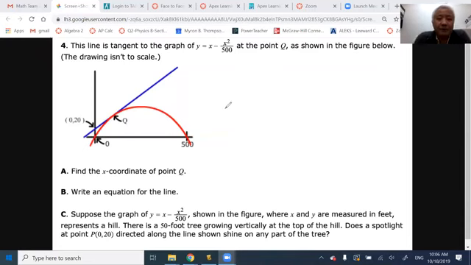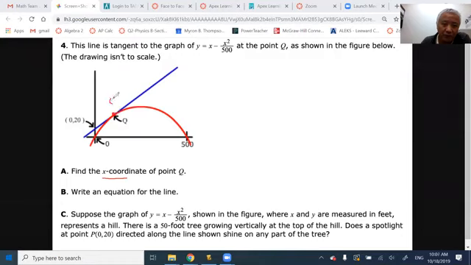Okay, let's look at number 4. This line is tangent to the graph of y equals x minus x squared over 500 at the point Q. Be careful here. This equation is the red one, and the blue line is tangent to this red curve, as shown in the figure below. The figure is not drawn to scale. They ask you to find the x coordinate of Q. That's what they're looking for here.